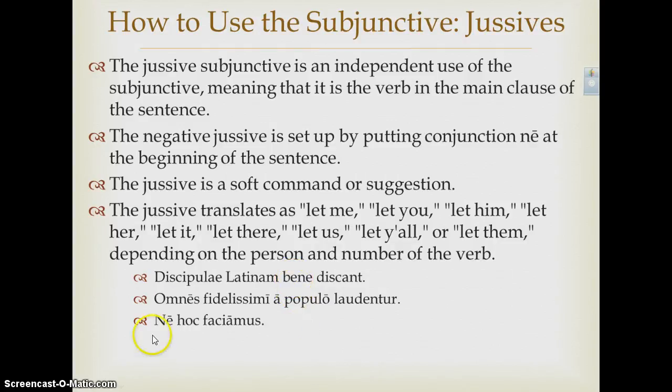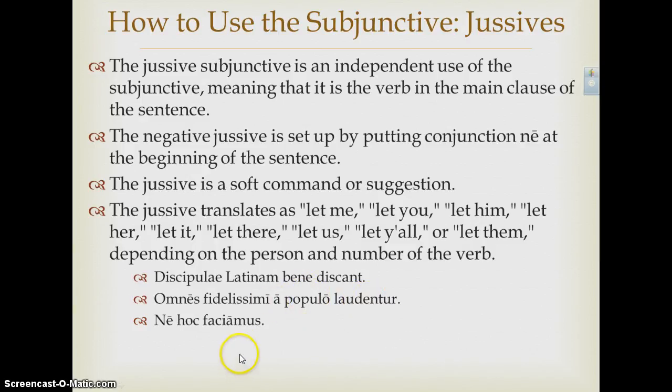Okay. So the second one, omnes fidelissimi a populo laudentur. Why don't you try figuring this one out? We have our subjunctive verb. It's the main verb of the sentence, so we know it's got to be a jussive. Does it have a subject? Yes, it does. Omnes fidelissimi. So let all the most faithful men be praised by the people.